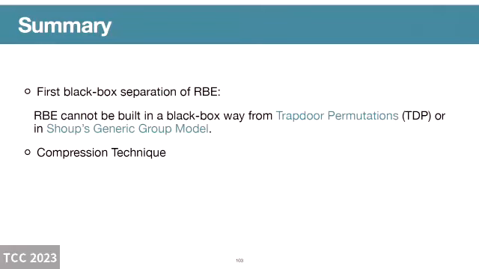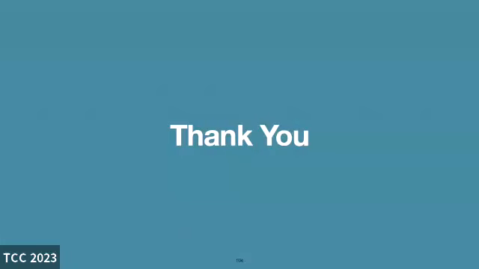So to conclude, we proved the first black box separation of RBE, in which we say that it's not possible to build RBE in a black box way from trapdoor permutations or in the generic group model. And we also developed new compression techniques that can be used individually. And that's it. Thank you.